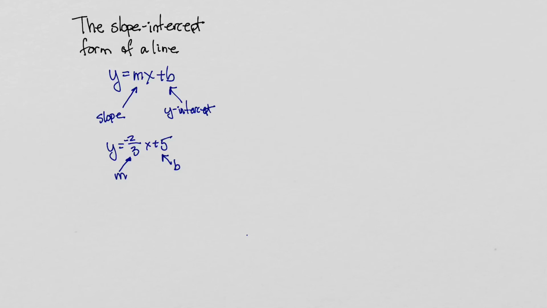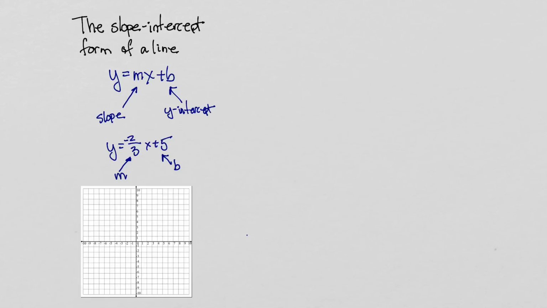Let's get the graph. So we know that this is the y-intercept right here. So it crosses the y-axis at 5. So I come to my coordinate system, I put a point at 5 on the y-axis. Now I need just one more point, and I'm going to use the slope to get it, right? The slope is the rise over the run.